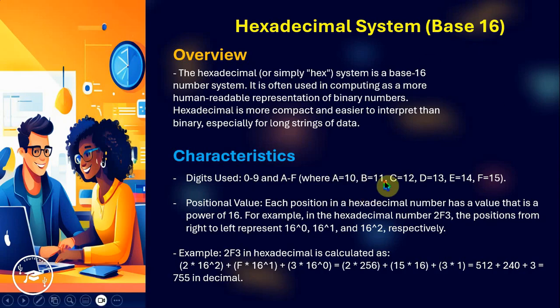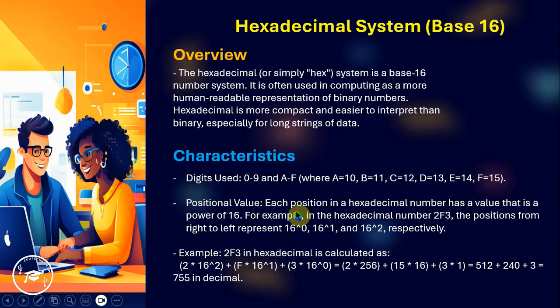When we have 11, we represent it with B. 12 is represented with C. 13 is represented with D, 14 is represented with E, then 15 is represented with F. Yes, so that is how the hexadecimal number system works.